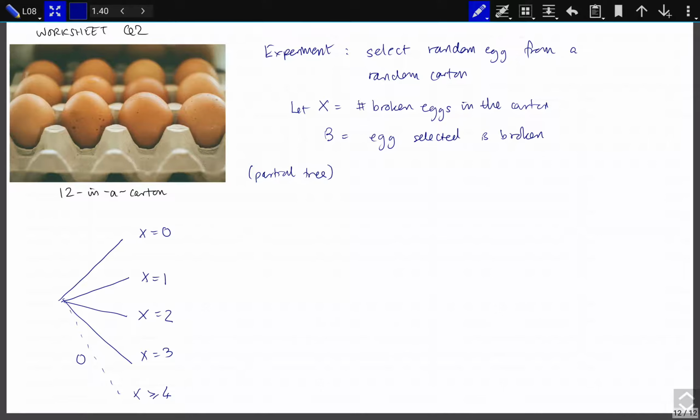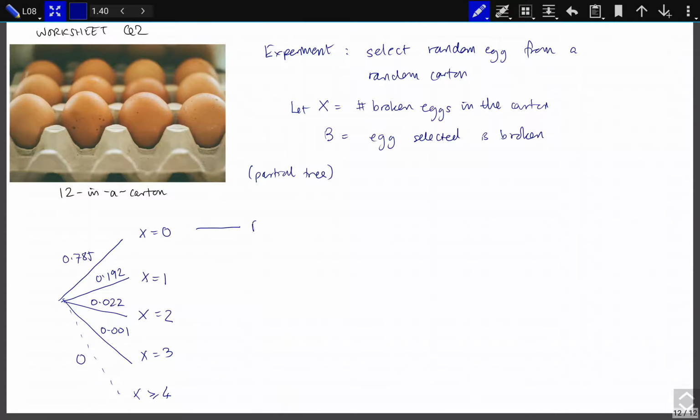From the question we have that the percentages are 0.785, 19.2% have one broken egg, so 0.192, and similarly 0.022 and 0.001. So it's very unlikely to pick up a carton with 3 broken eggs in it, but there's going to be more broken eggs to choose from.